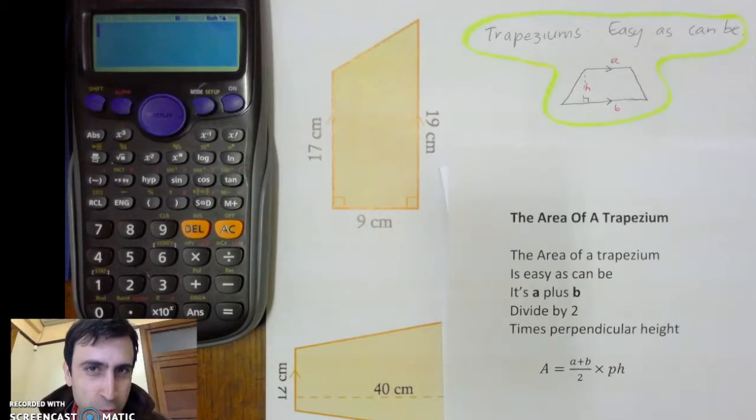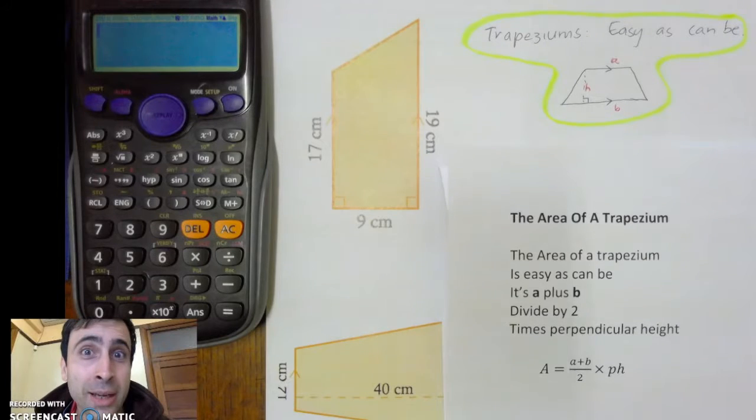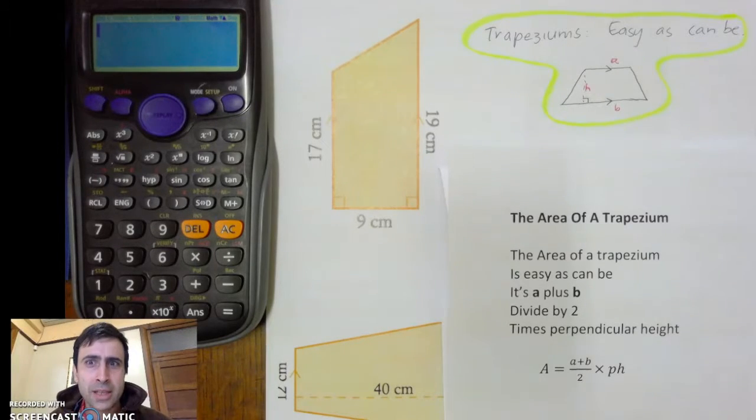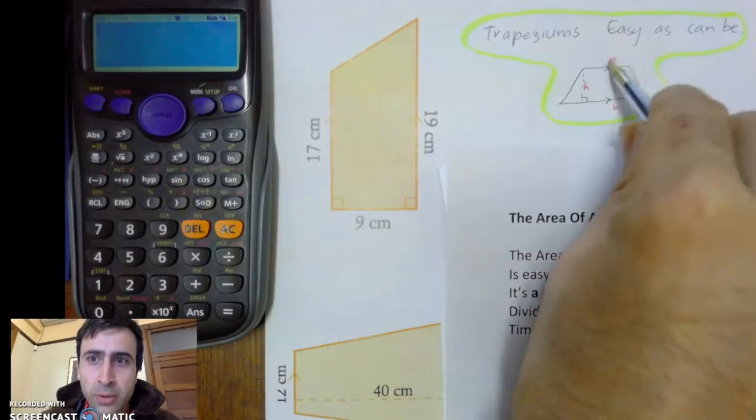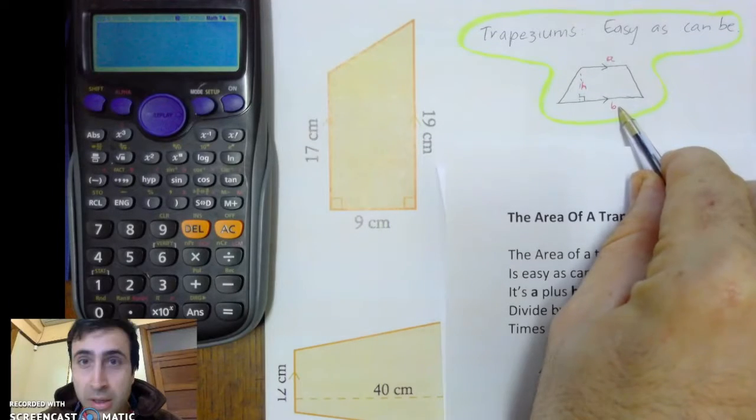The area of a trapezium is easy as can be. It's A plus B divided by 2 times perpendicular height.